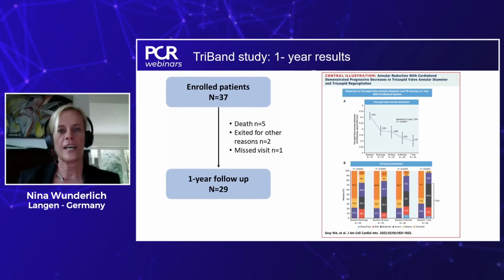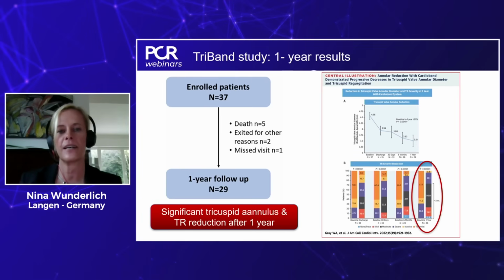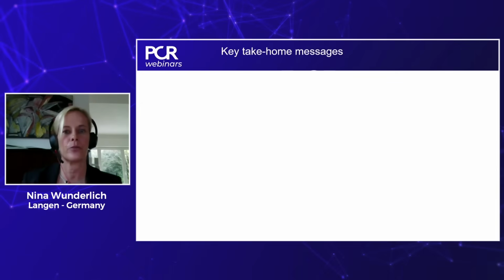So we don't have big studies to support the data, but here are 1-year data results from enrolling 37 patients. And what we can see, indeed, is that we have a continuous reduction of the annular area. And we also have a stable result concerning the reduction of tricuspid regurgitation after 1 year.